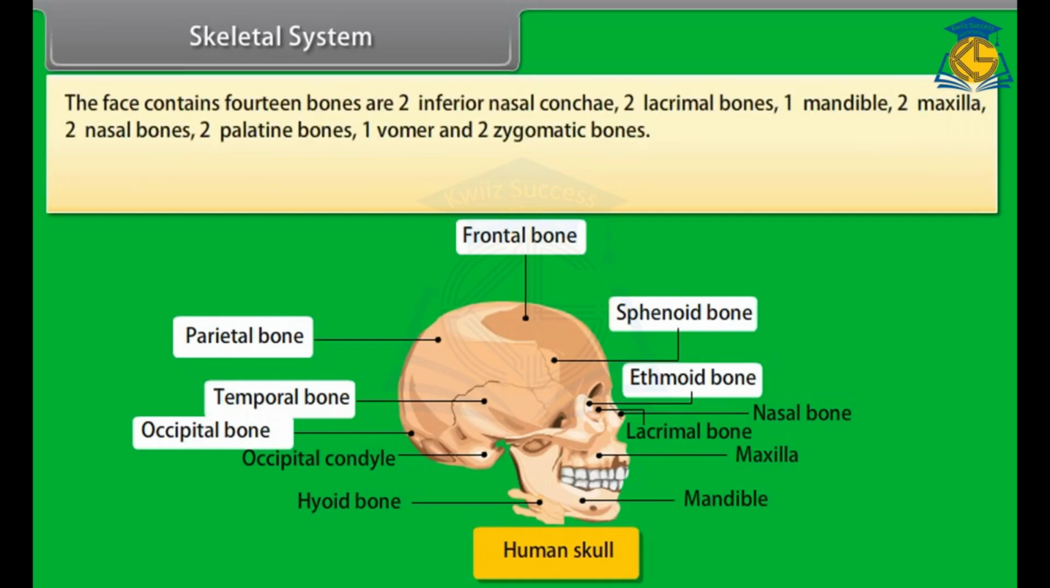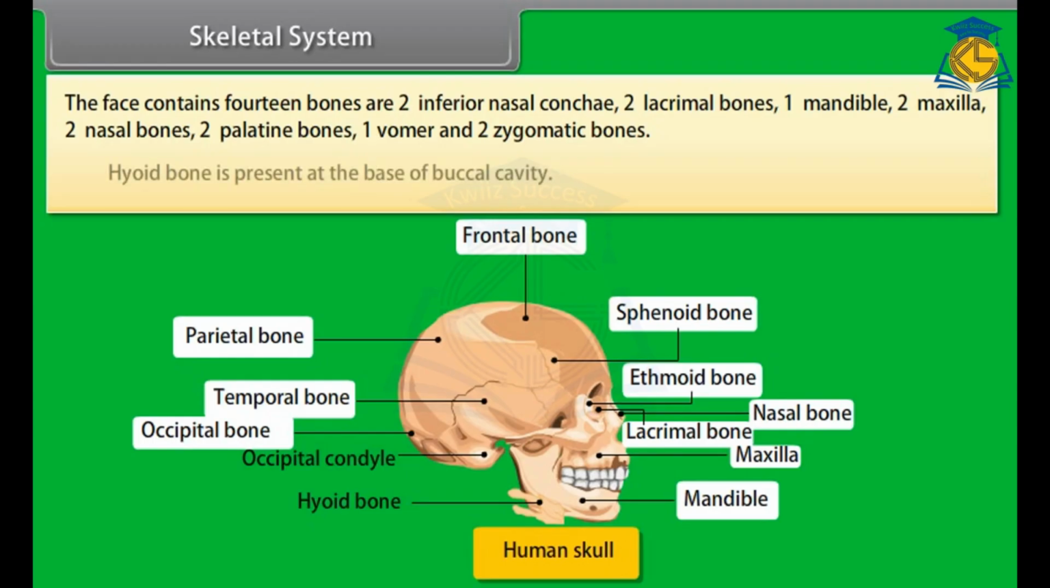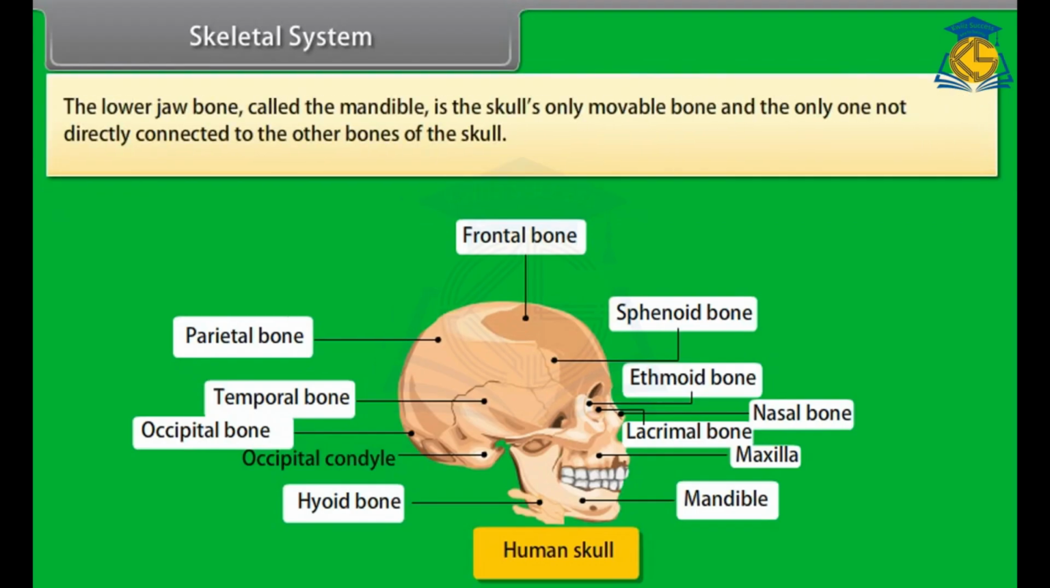The face contains 14 bones: 2 inferior nasal conchae, 2 lacrimal bones, 1 mandible, 2 maxilla, 2 nasal bones, 2 palatine bones, 1 vomer, and 2 zygomatic bones. The hyoid bone is present at the base of the buccal cavity. The lower jawbone, called the mandible, is the skull's only movable bone, and the only one not directly connected to the other bones of the skull.